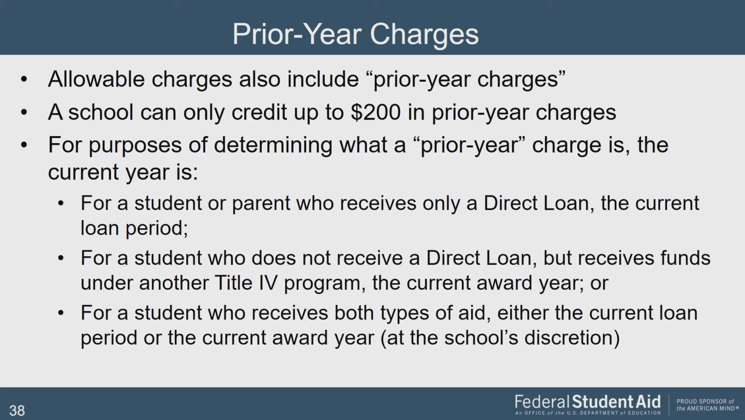If that student only has direct loans, we're looking at the loan period. So the prior year would be the prior loan period. If the student does not receive direct loans, but they have all the other Title IV programs, we're talking about the current year, that current award year. So the prior year would be the prior award year. That would be 18-19 in the case of now. If the student received both Pell, direct loan, and any other Title IV aid, you can make a choice of using the loan period or the award year to make a determination as to what the prior year charge is.